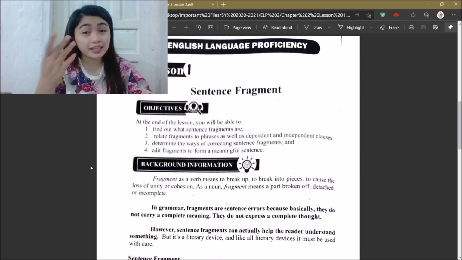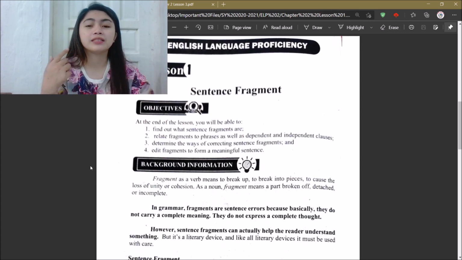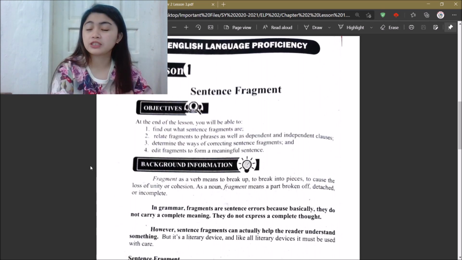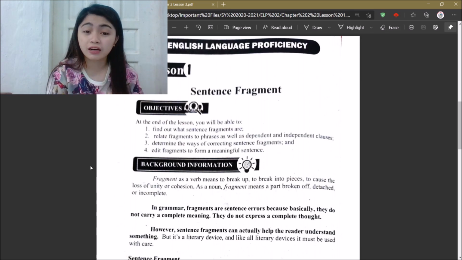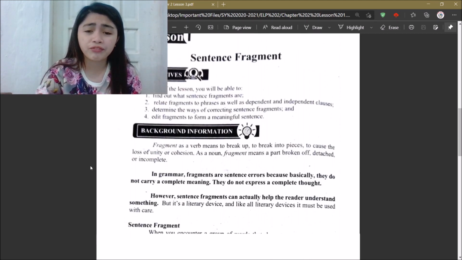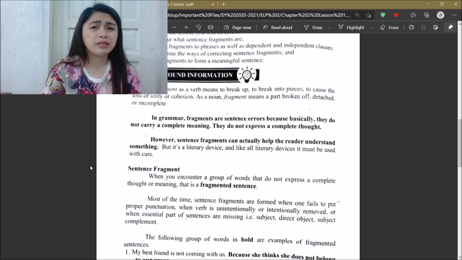So, at the end of this lesson, you'll be able to find what sentence fragments are, relate fragments to phrases as well as dependent and independent clauses, determine the ways of correcting sentence fragments, and edit fragments to form a meaningful sentence. So a fragment, what do we mean by fragment?